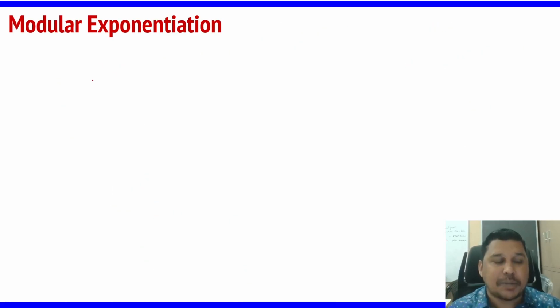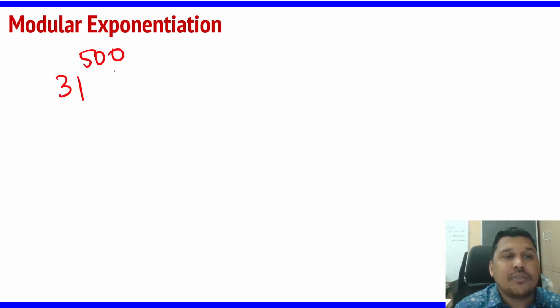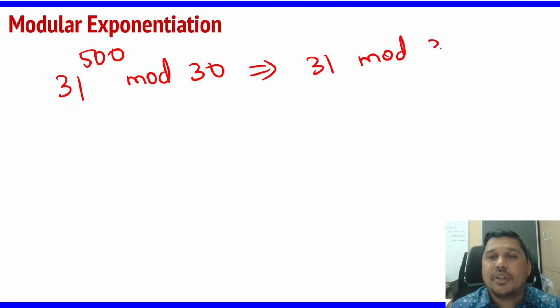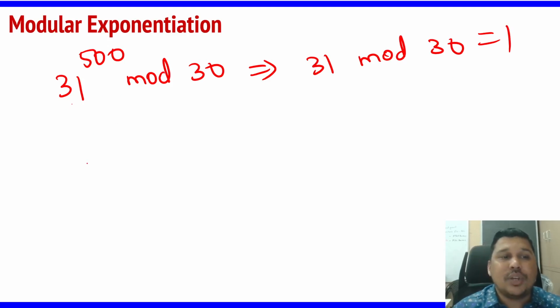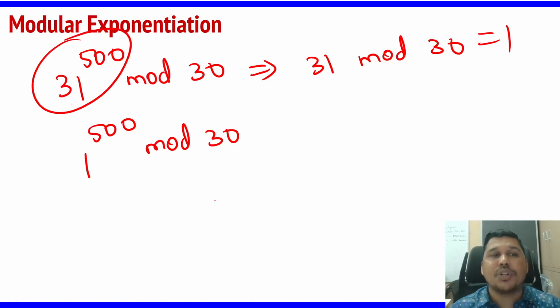Let me take another example. Let's calculate 31 power 500 mod 30. I want to find out the value of 31 power 500 mod 30. First step, find out the value of 31 mod 30. Divide 31 by 30. What is the remainder we get here? 1. It means this value is equal to 1 power 500 mod 30. We are trying to simplify this equation by finding out 31 mod 30. We got 1, and we put that 1 here, power 500 mod 30.